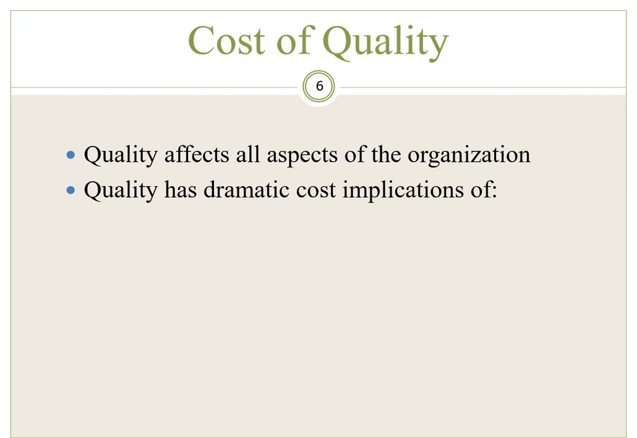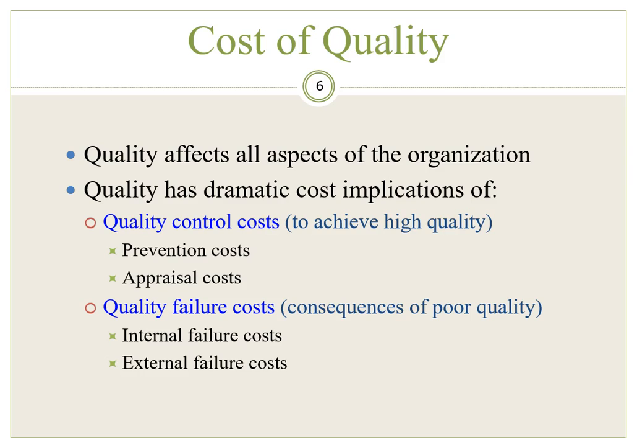There is a high cost, though, to be paid for organizations or manufacturers that deliver poor quality. This cost can be divided into two subdivisions, right? You have quality control cost and quality failure cost, both of which can be further broken down into two other distinctive categories. Quality control costs have prevention costs and appraisal costs, and quality failure costs have internal failure costs and external failure costs.